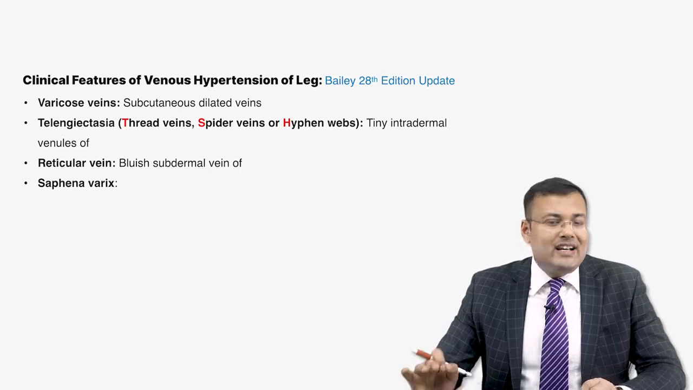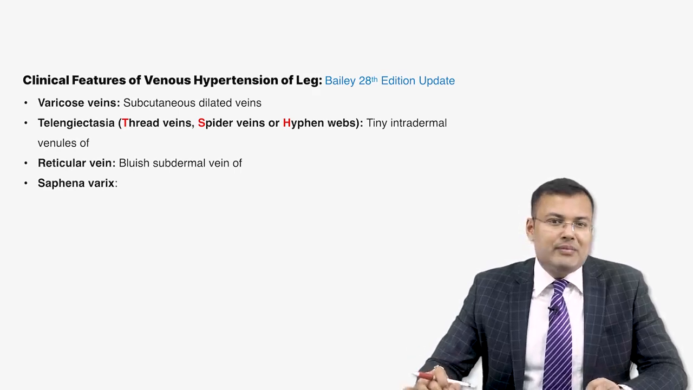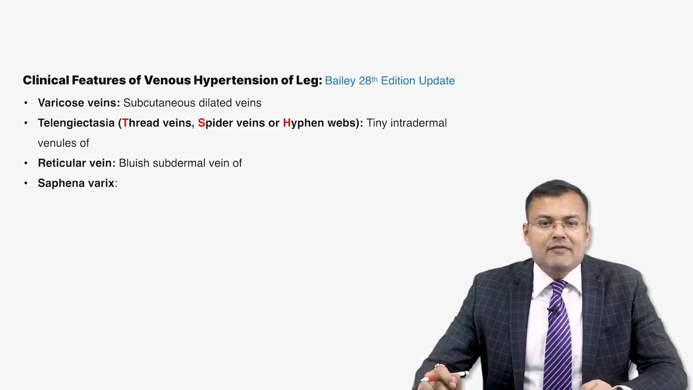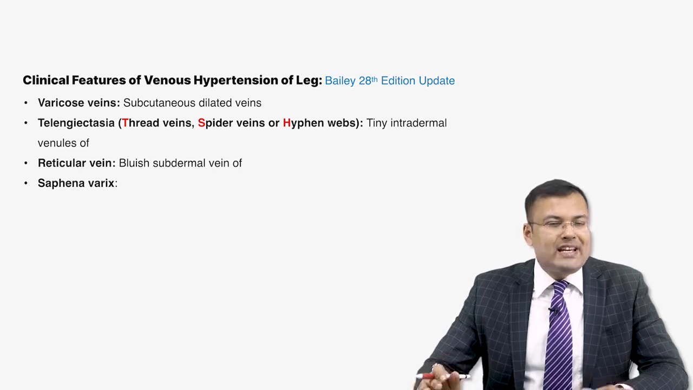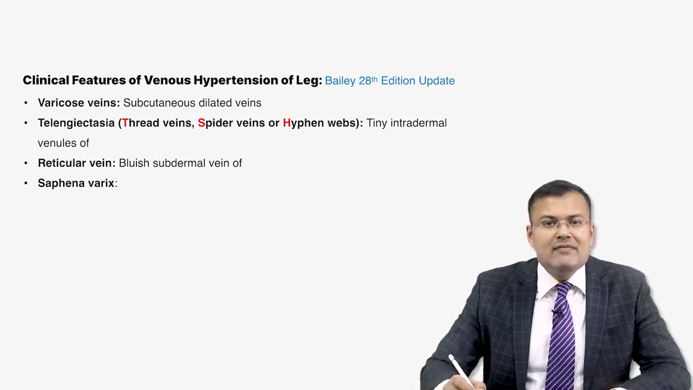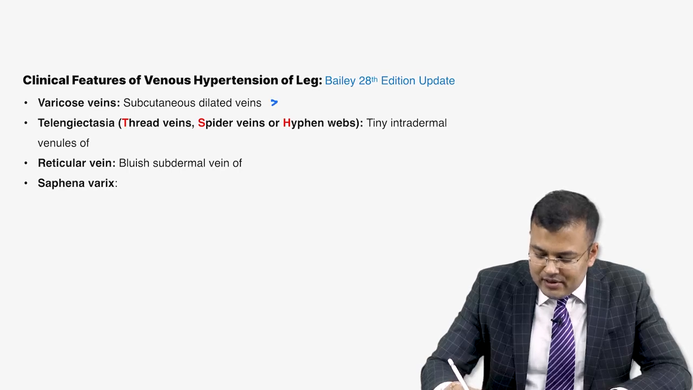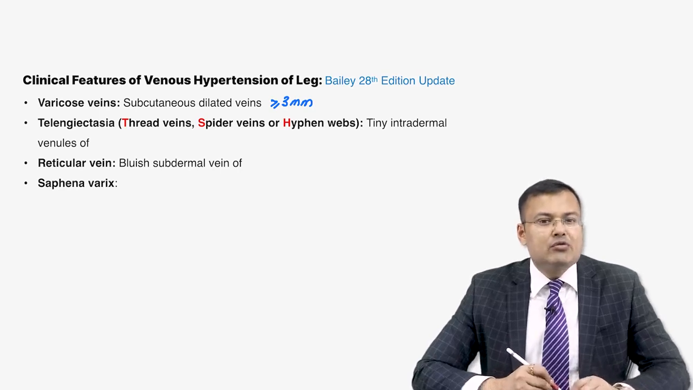According to Bailey 28th edition, there are certain definitions which you have to remember. First, what is the definition of varicose vein? It is a dilated, elongated, tortuous vein. So where exactly? Subcutaneous dilated veins. What should be the diameter? Diameter more than or equal to 3 mm.